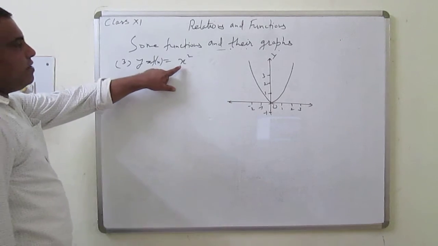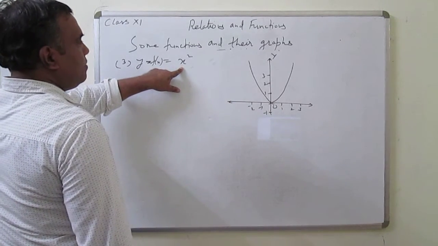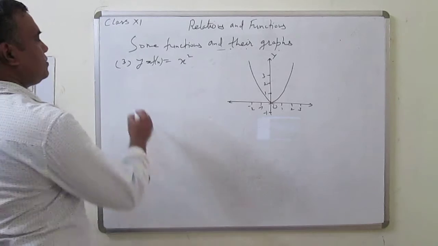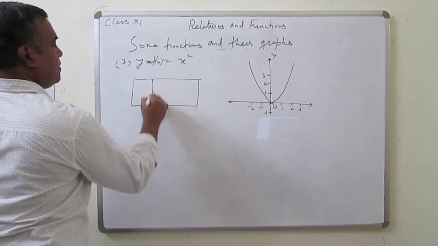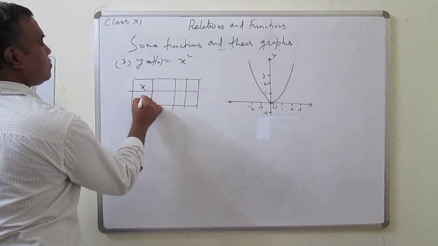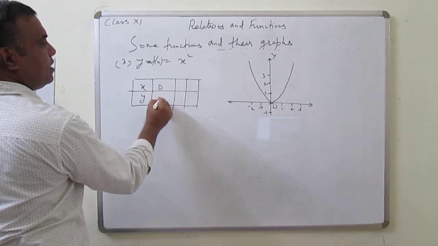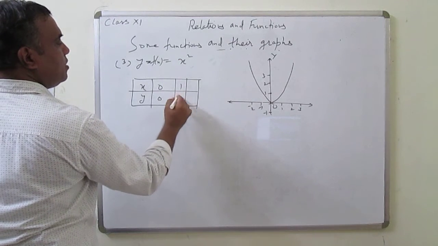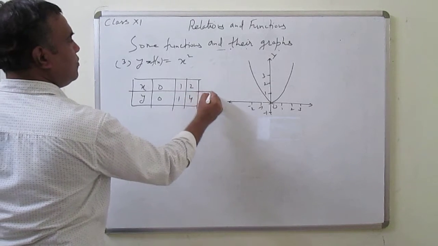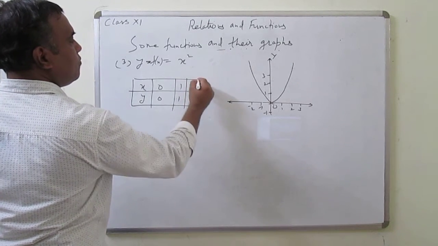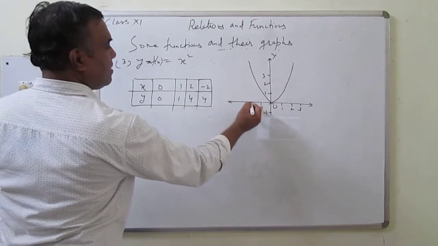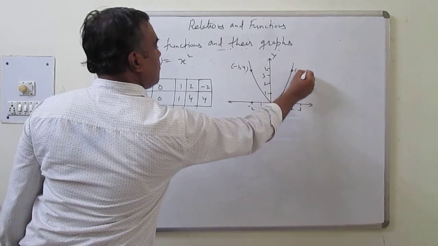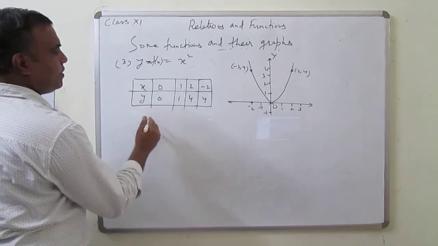Now if I take the value of x as 1, y will be positive. Suppose I make a chart here, x and y. If I take x as 0, y is 0. If I take x as 1, y is 1. If I take x as 2, y is 4. If I take x as minus 2, y is 4. This is minus 2, 4. This is 2, 4. So what we observe here, what is the domain?